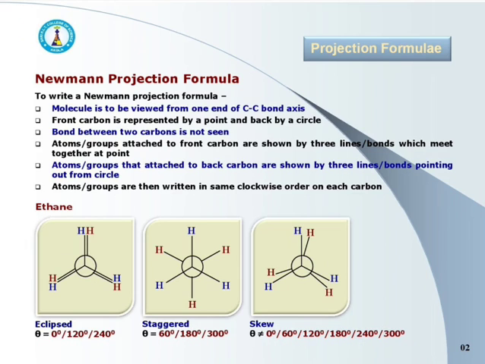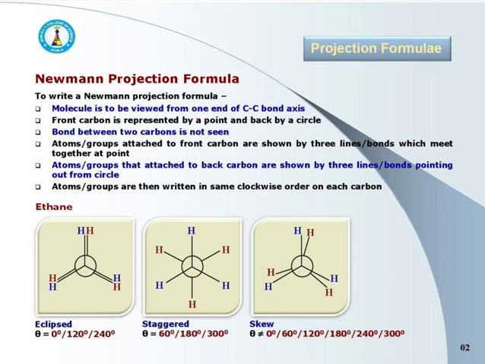To write a Newman projection formula, the following points are to be considered, and then we have to draw the three-dimensional formula of a molecule on two-dimensional paper or an object. First, the molecule is to be viewed from one end of the carbon-carbon bond axis.